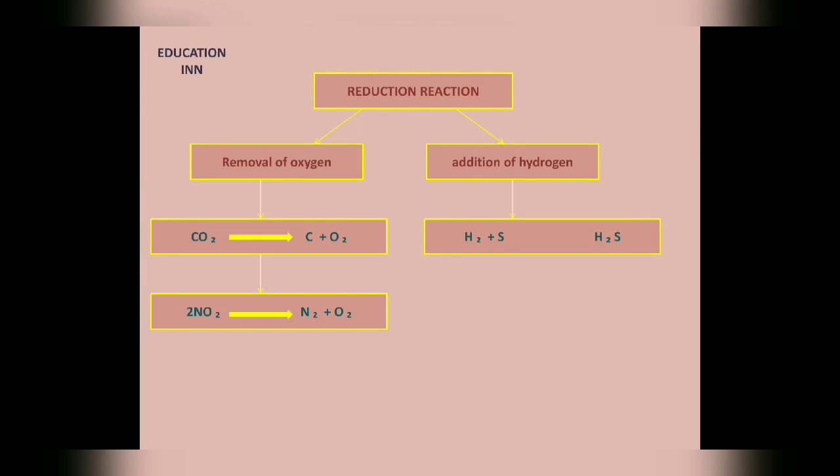For example, when hydrogen is reacted with sulfur, it produces hydrogen sulfide. Here hydrogen is being added in sulfur. So this is addition of hydrogen and reduction reaction. Similarly, when hydrogen is reacted with sodium, it produces sodium hydride, metal hydride. Addition of hydrogen takes place and this is reduction reaction.